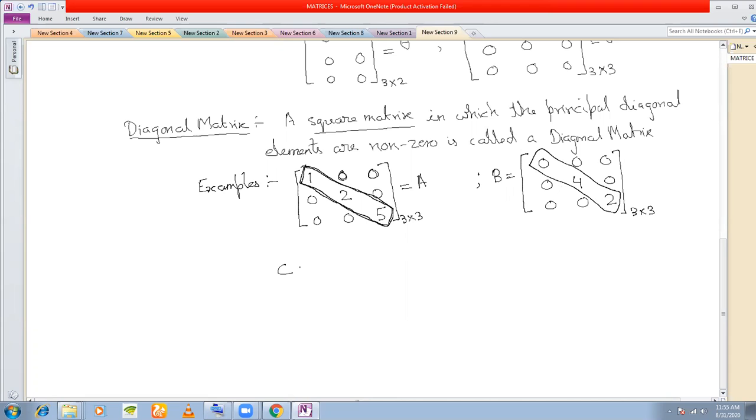If you take another matrix, say this way, this matrix is also a diagonal matrix because if you see the principal diagonal elements, although 2 are 0, 1 is non-zero, isn't it? So this is also a diagonal matrix.